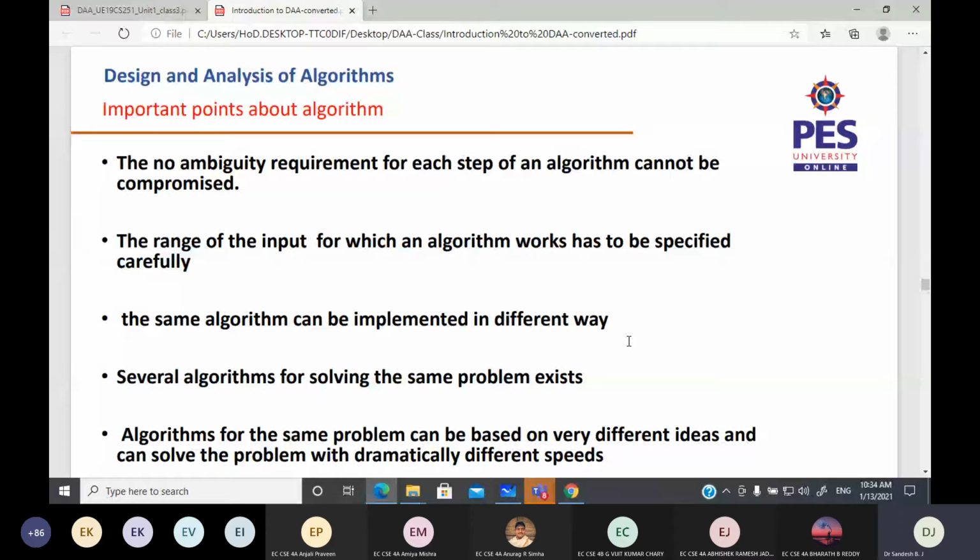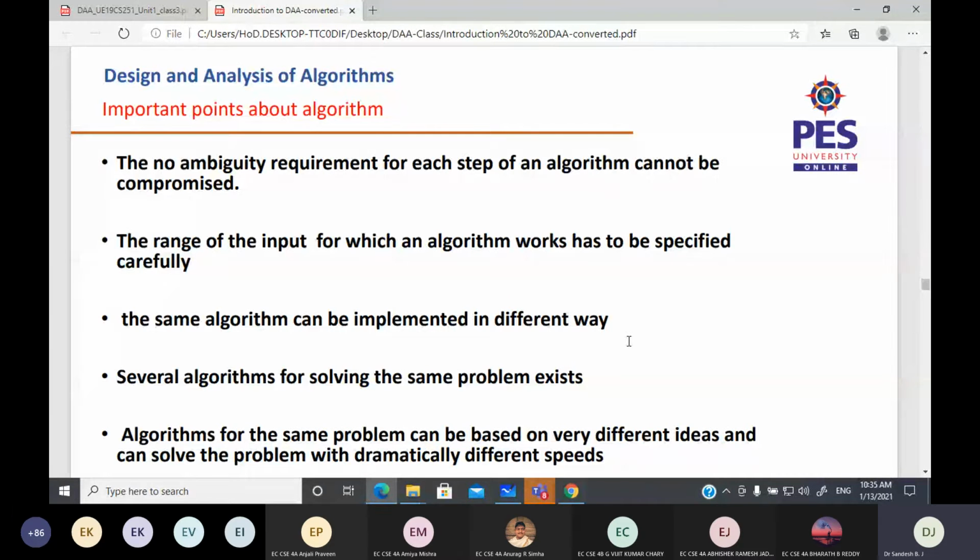As we have seen in the consecutive integer checking algorithm, if one of the inputs is 0, it does not work. So it's very important that the range of inputs for which an algorithm works is specified carefully. The same algorithm can be implemented in different ways, and there may exist several algorithms for solving the same problem. That we have seen.